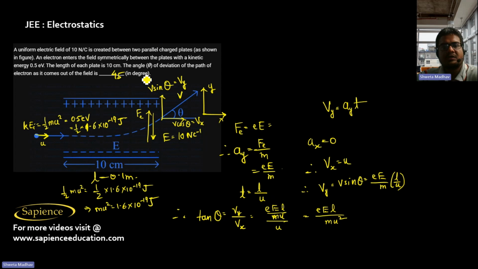So when it comes out of the field, the angle of deviation of the path of the electron is 45 degrees.